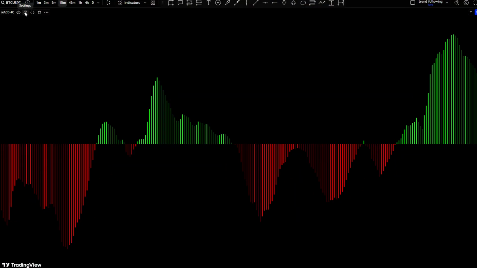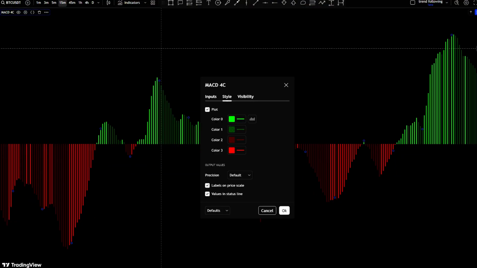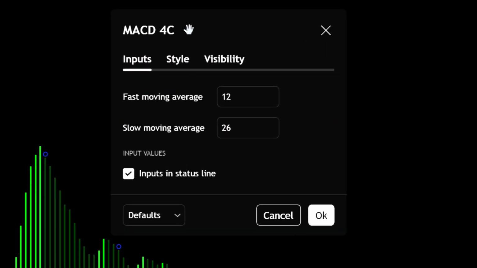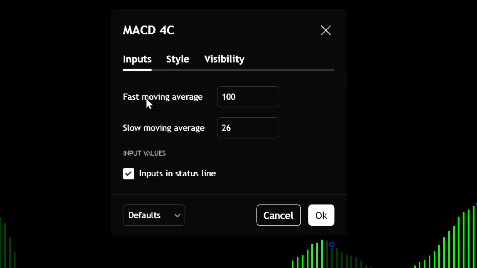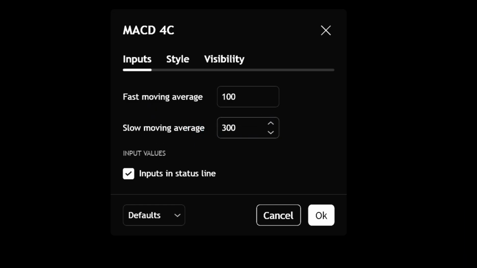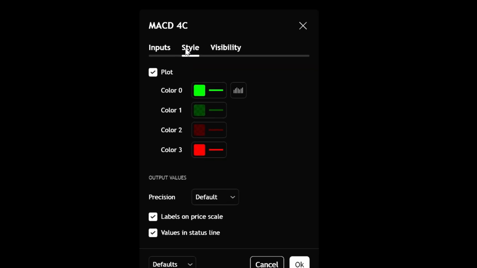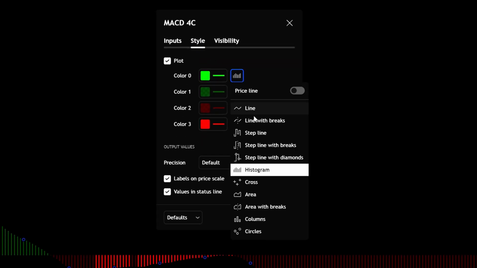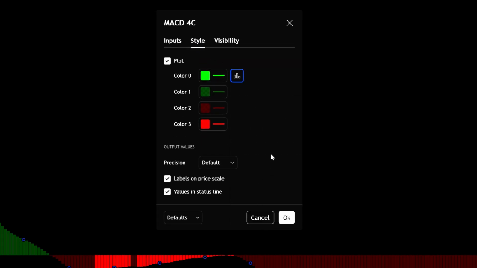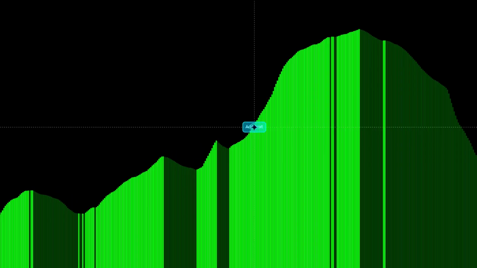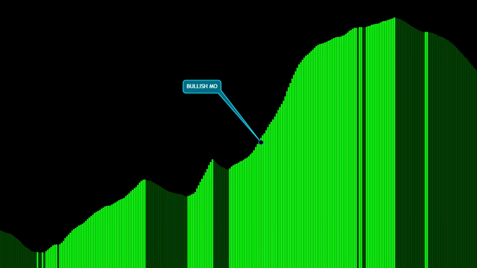Because we need to be super precise about identifying the trend direction and momentum, we're going to make a few tweaks to the MACD4C as well. So go into its settings, in the Inputs tab, change the fast moving average option to 100 and the slow moving average to 300. Then hop over to the Style tab and change the plot option to column for better visibility. Now in simple terms, whenever the histogram of the MACD4C is green, that means we have bullish momentum in the market. And you guessed it, if it's red, that indicates bearish momentum.